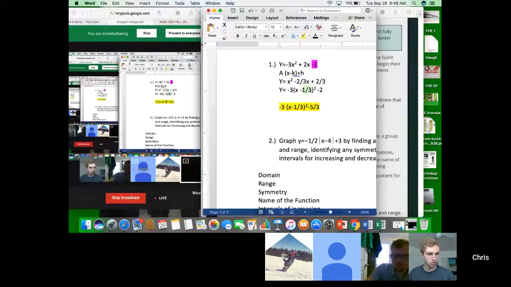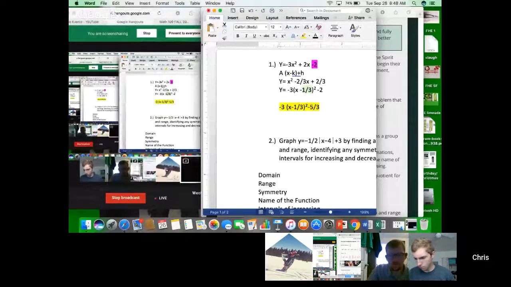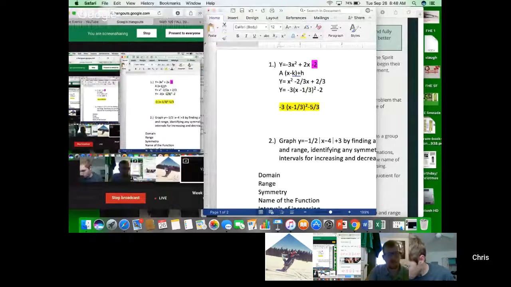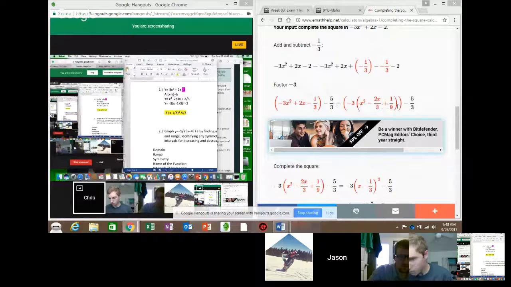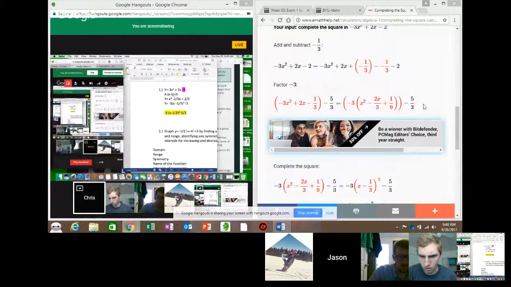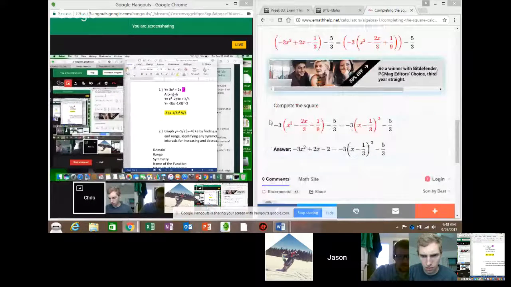This problem here. And so they've got the original equation here. Then they added and subtracted 1/3. Then they factored. And so that's the original problem there. Then they factored it all throughout. Then they essentially just completed the square here. And there's the original again, and that's the answer.